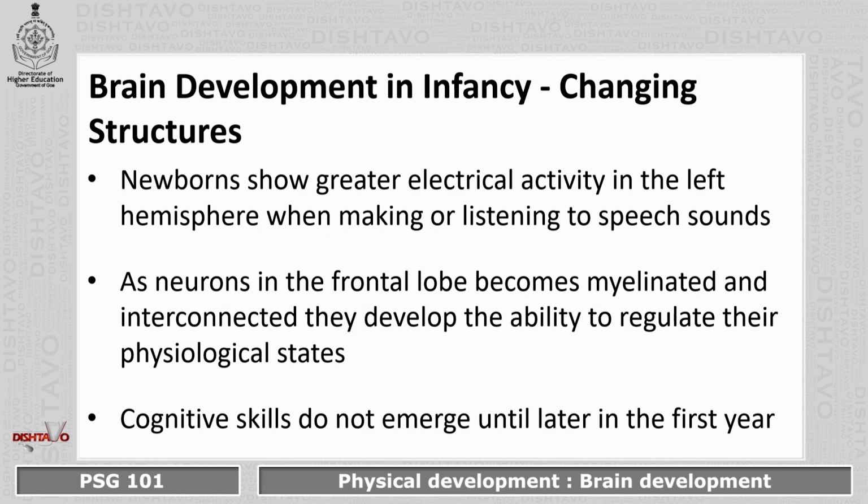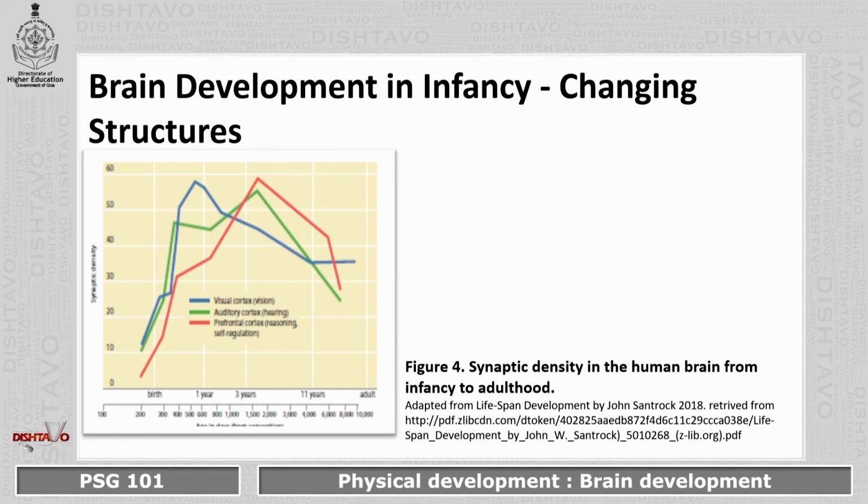The frontal lobes are immature in the newborn. However, as neurons in the frontal lobe become myelinated and interconnected during the first year of life, infants develop the ability to regulate their physiological states, such as sleep, and gain more control over their reflexes. Cognitive skills that require thinking do not emerge until later in the first year. If you look at this picture, you will see how the myelination occurs across the years.